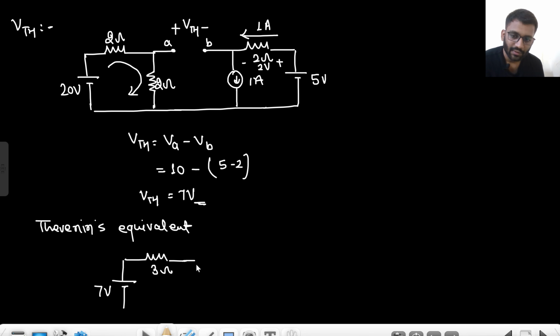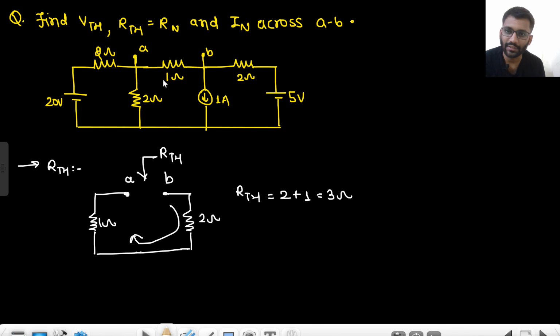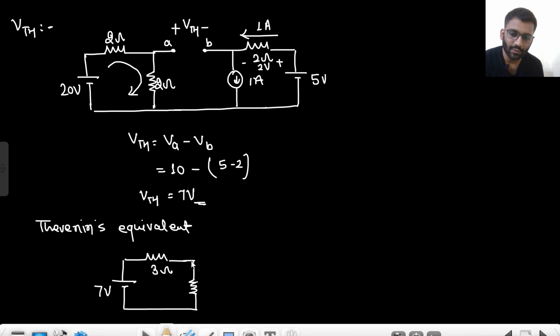So if I am arranging my resistance, this was the 1 ohm resistance. This would be my node A and this would be my node B, and this would become the 1 ohm resistance. Did you get this point? If I am writing VTH equals VA minus VB, that means the positive side should be connected to VA and the negative side should be connected to VB. So the sign convention is very much important. Now we will find the Norton equivalent.